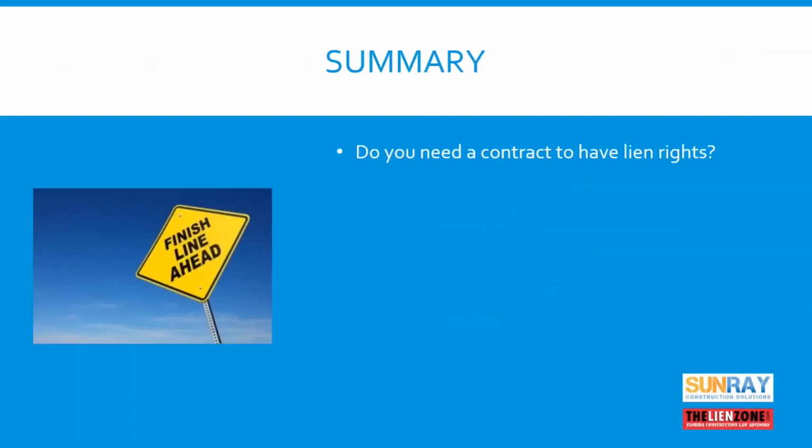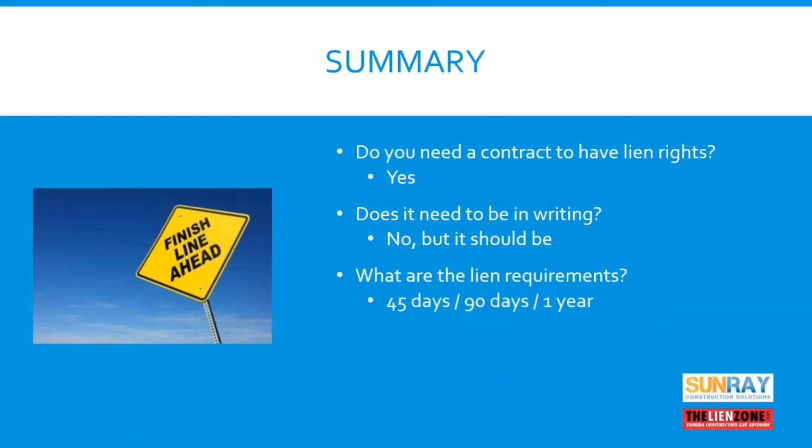So let's summarize. Do you need a contract to have lien rights? The answer is yes, but that contract does not need to be in writing. However, we strongly urge that it be in writing. What are the lien law requirements? Generally, it's 45 days to send a notice to owner from your first work, 90 days from your last work in order to record your lien, and you need to file suit no later than 1 year.